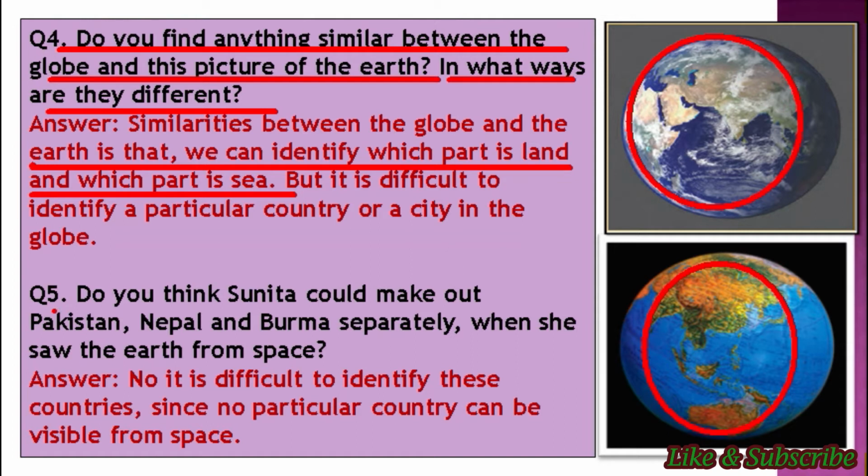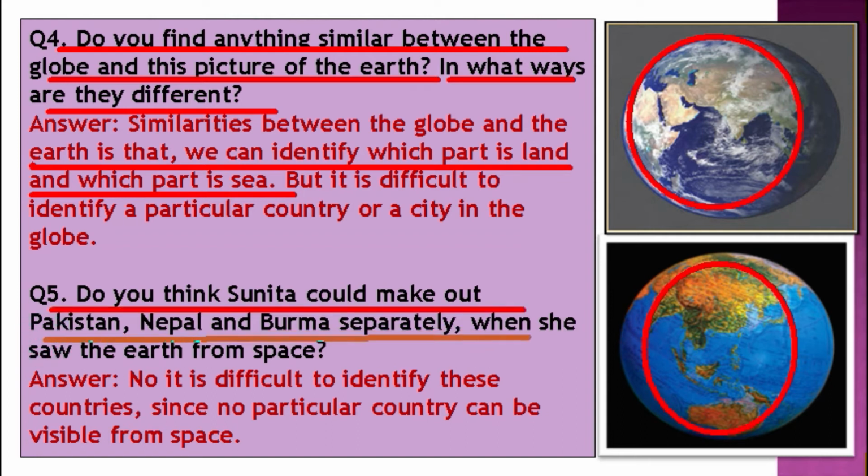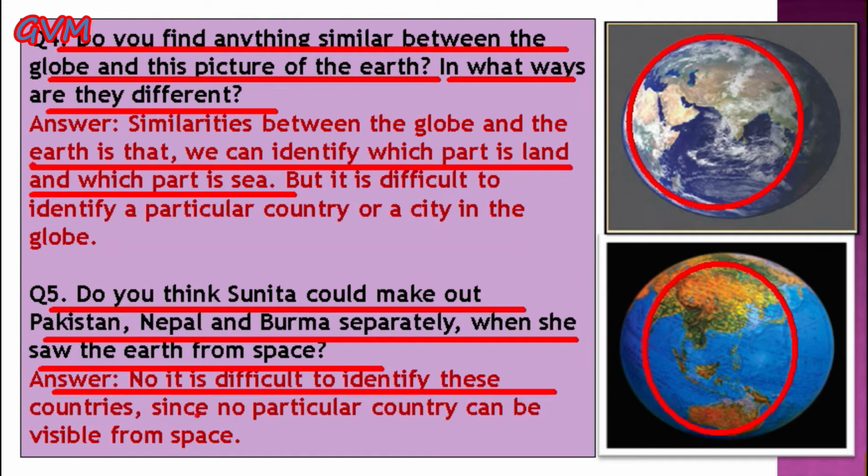Now students, the next question is, do you think Sunita could make out Pakistan, Nepal and Burma separately when she saw the earth from space? Students, no, not at all. It is very difficult to identify these countries because no particular country can be visible from space, and that's why we can say that Sunita couldn't make out Pakistan, Nepal and Burma separately.